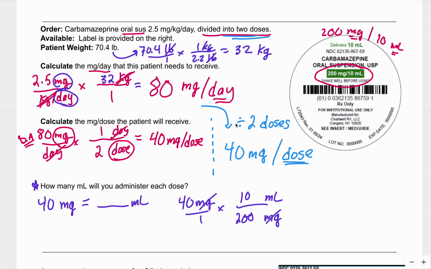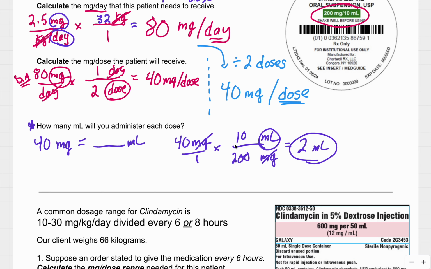And so what I'll do here, you can use the nursing formula, you can use dimensional analysis. I'm going to take 40 times 10, divide that by 200, we should get 2. So they need to get 2 milliliters of this oral suspension twice a day. So how much are we physically going to give them? We're going to give them 2 milliliters each dose. All right, we have one more calculation.